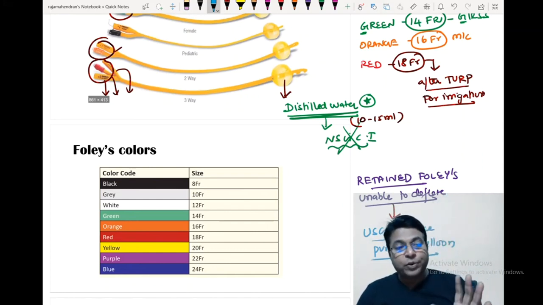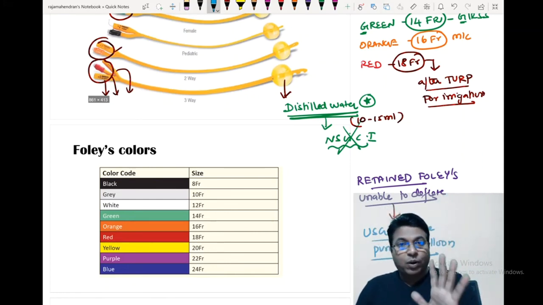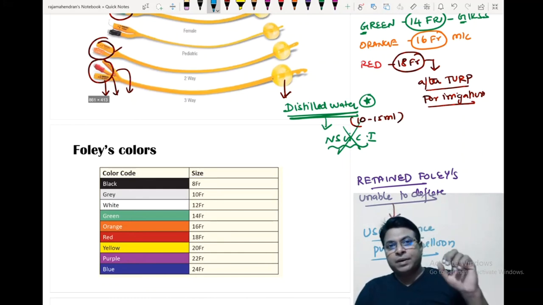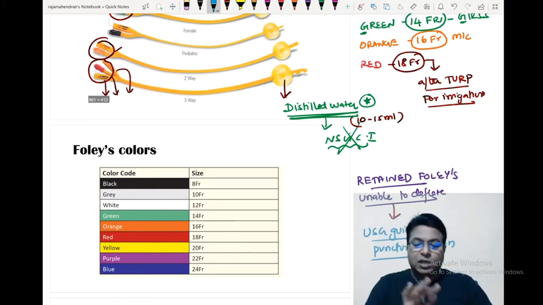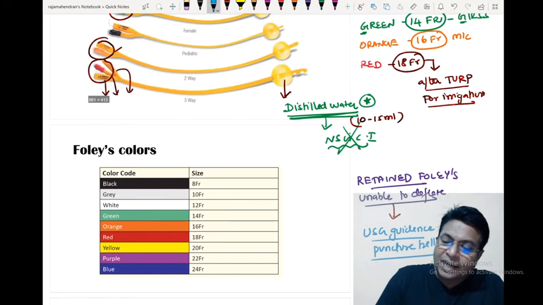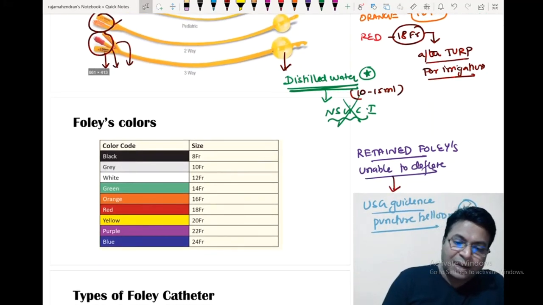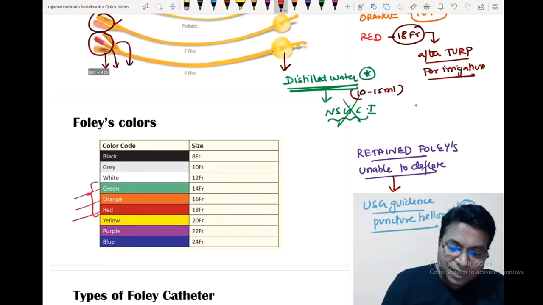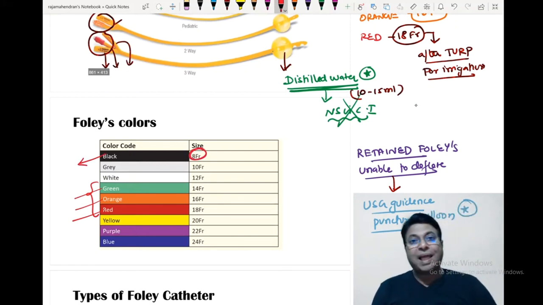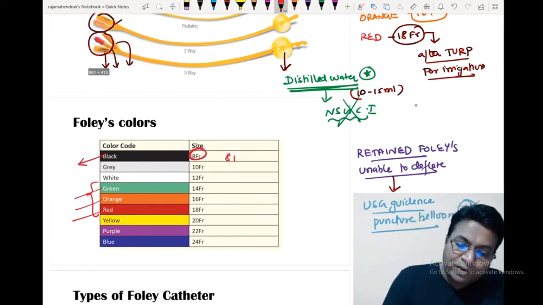So you should not overinflate it. Overinflation is wrong. Trying to cut the tube is also wrong. The correct answer is ultrasound guided puncture of the balloon. That is the correct answer for this question. And there are many colors. For the FMG exam, they will ask only these 3 colors: green, orange, red. If at all you can remember one extra thing, black is for pediatric. Black child, remember black child 8 French.